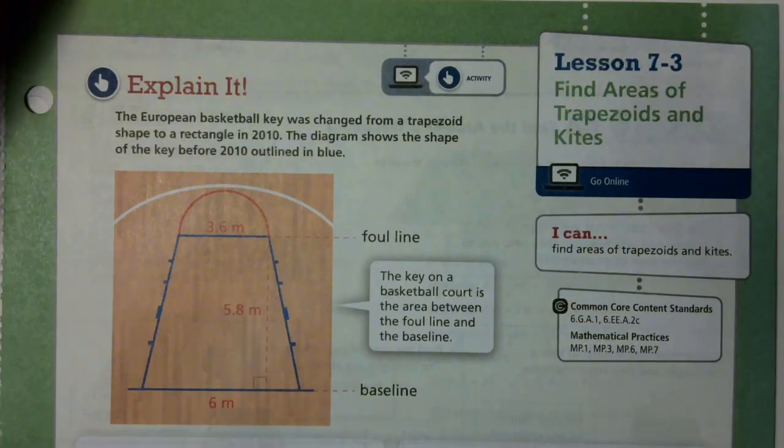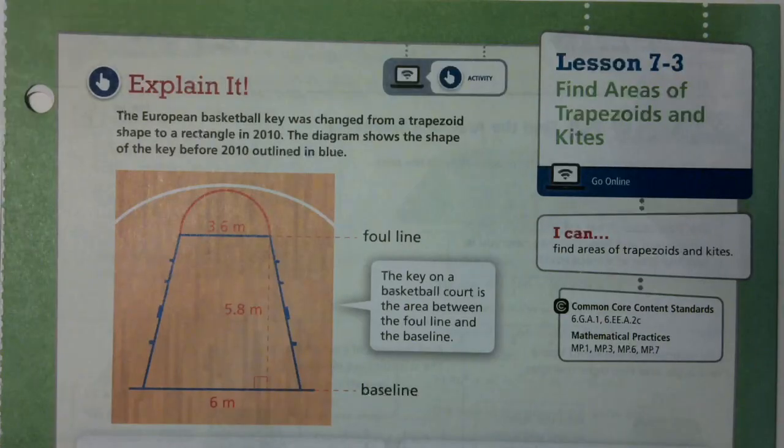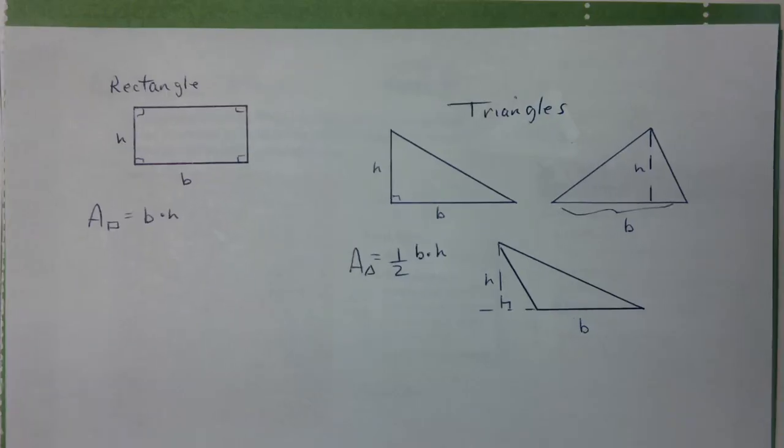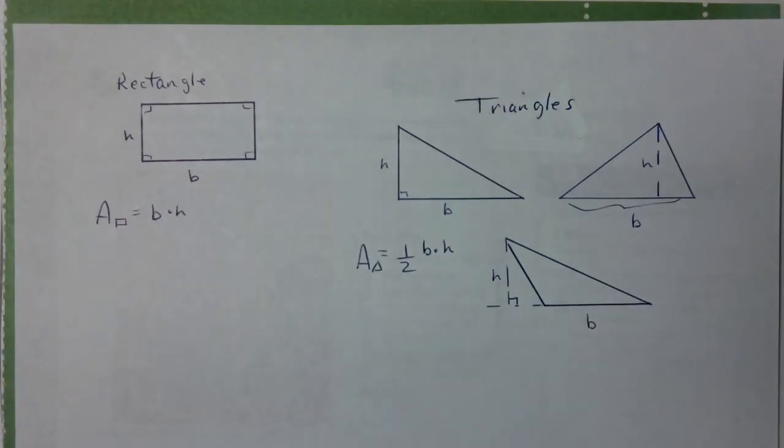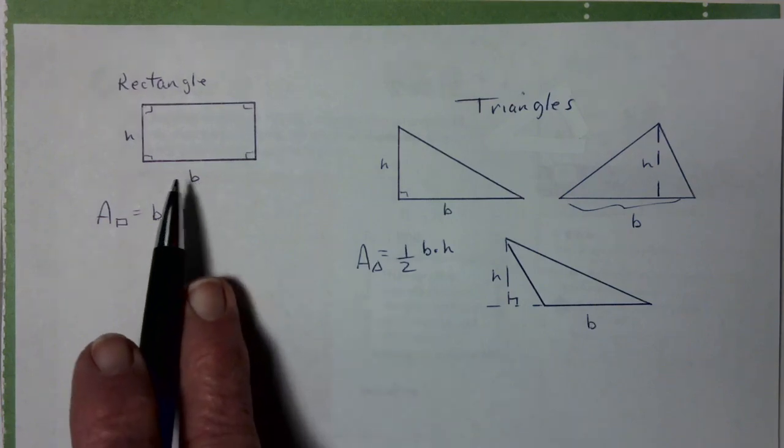All right, students, today we're going to talk about how to find the area of a trapezoid and a kite. And before we do that, we're going to review a couple of formulas that we have already learned that we're going to need today. So, what we're going to review is how do we find the area of a rectangle, and we remember that that is a base times a height.